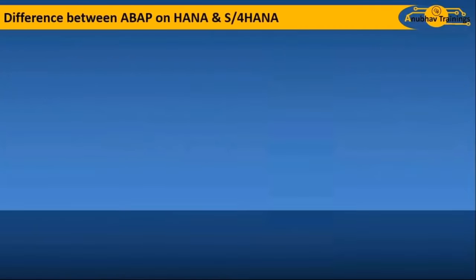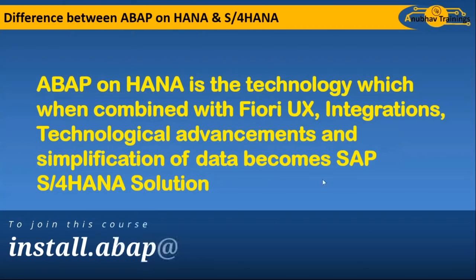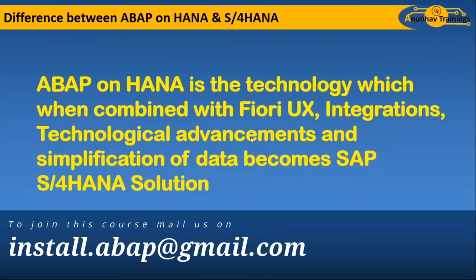So let's talk now about the differences. It's very apparent, the difference between ABAP on HANA and S4 HANA. ABAP on HANA is the technology which, when combined with Fiori user experience, integrations, and technological advancements like CDS views and simplification of data, becomes the SAP S4 HANA solution. So it's very important to note here that S4 HANA is a solution and ABAP on HANA is the technology which is used to build the solution.